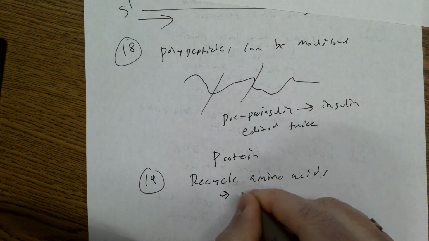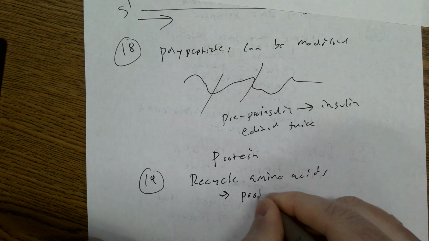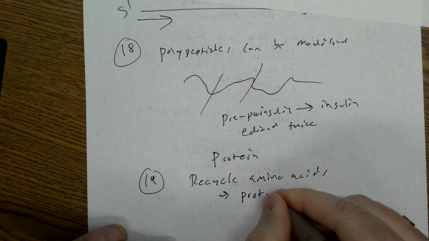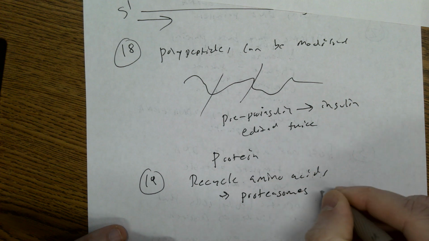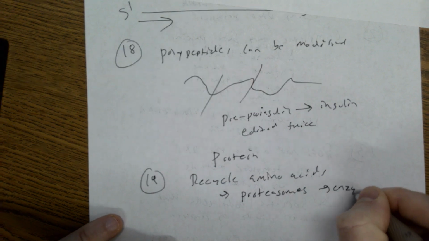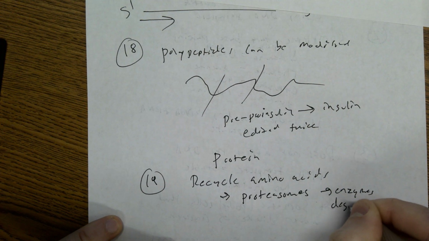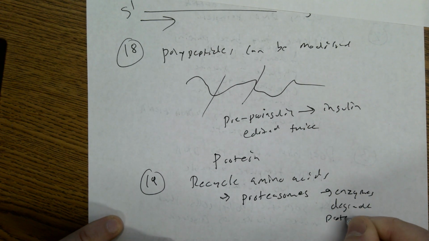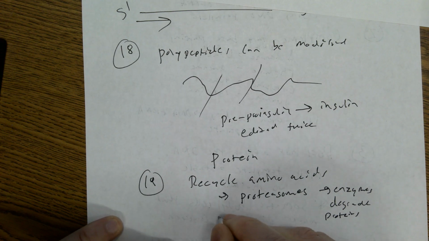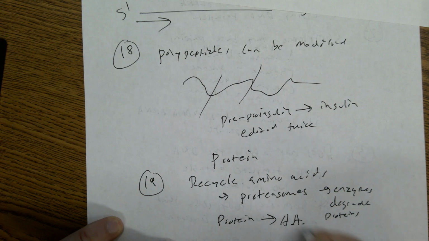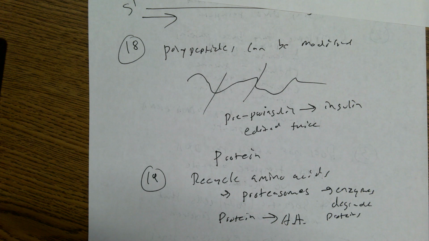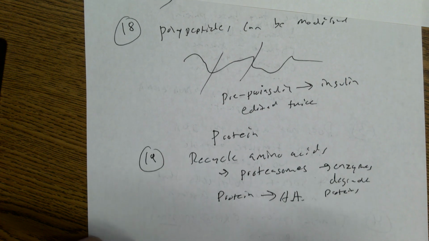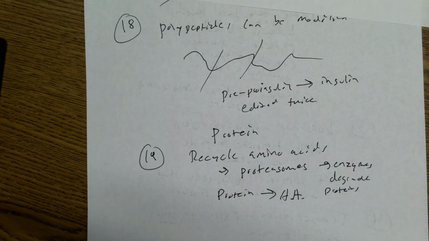And so this happens by proteasomes. So these are enzymes that degrade proteins, and they break down old ones to give you back the amino acids. So they take a protein and they turn it back into amino acids. That way you can do translation again. So you can't do protein synthesis if you're not constantly breaking down your proteins. And that gives you your proteome, which is all your functional proteins.